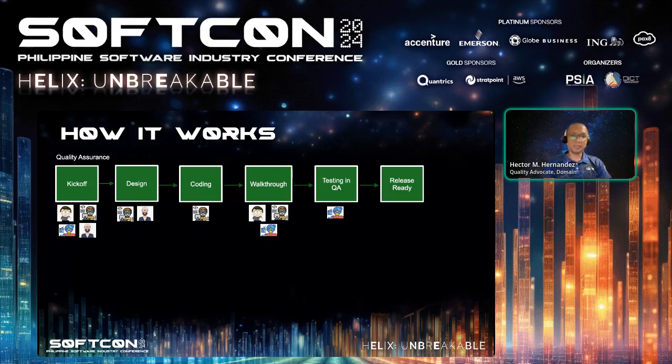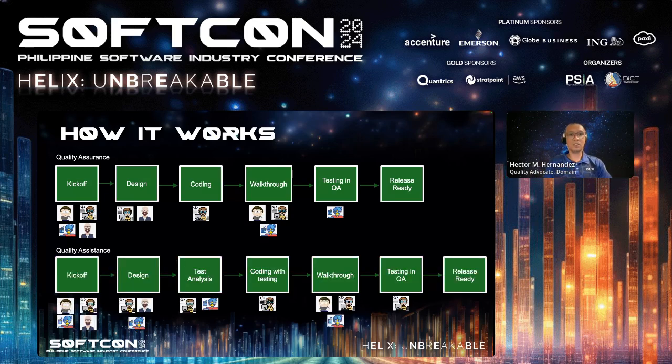So that's the general flow. Of course, the QA, upon receiving the requirements, would also start writing their test cases. So that's somewhere parallel with design and coding. So while the engineer is coding, while the engineer and the architect are designing, QA gets to work on the requirements and writing the test cases. So how about quality assistance?